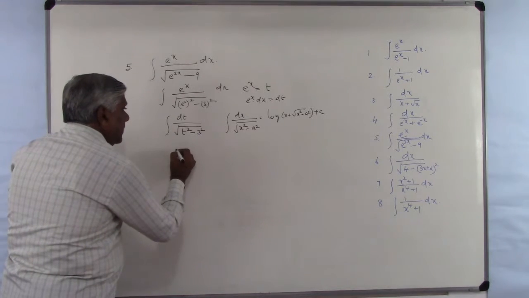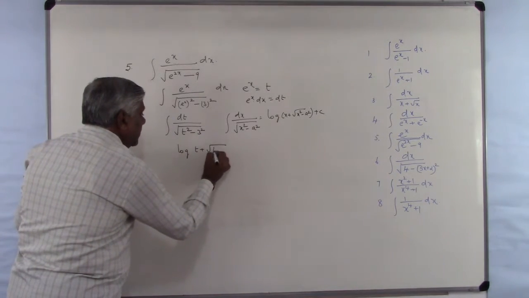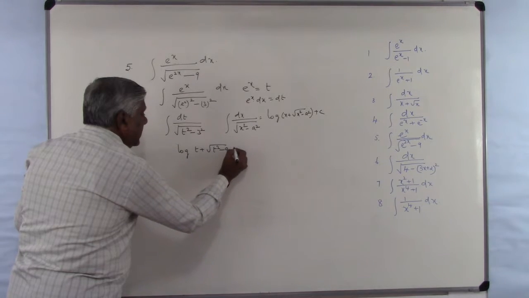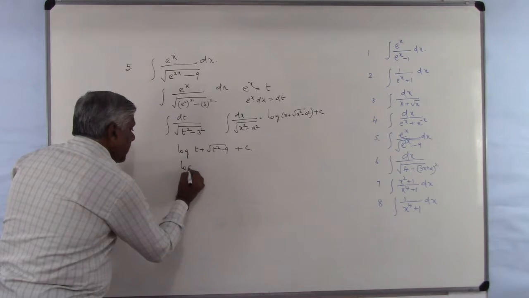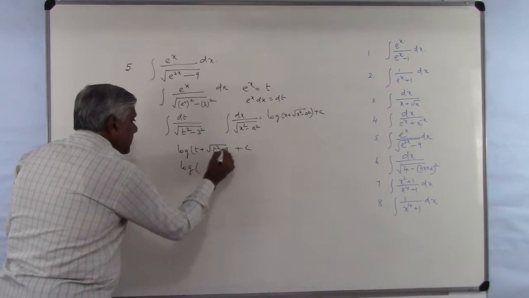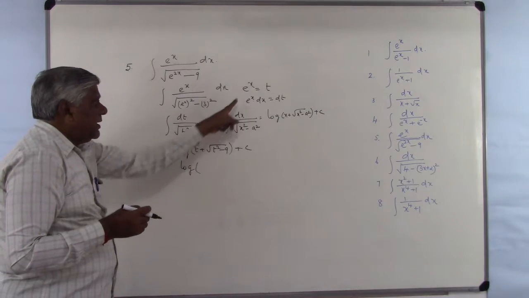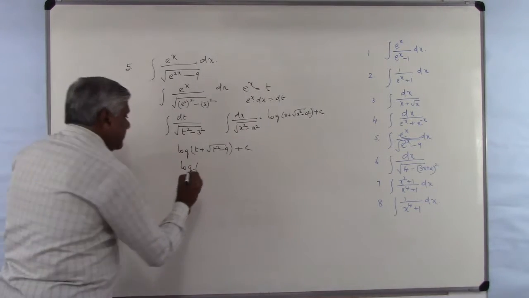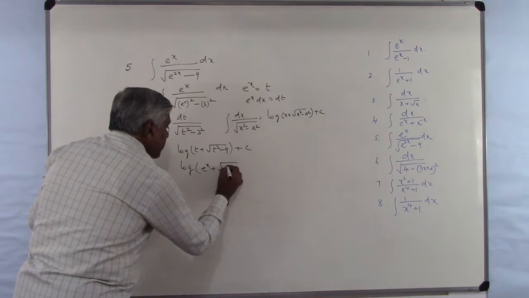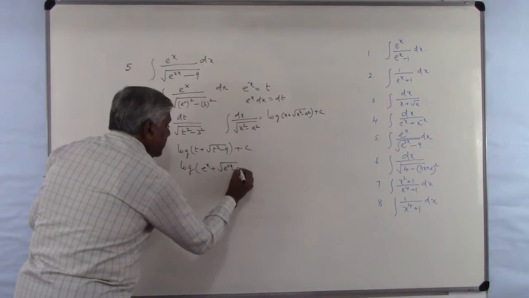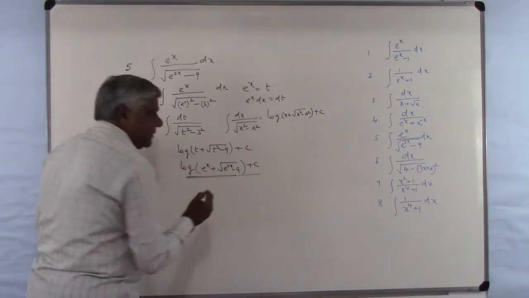So that is log of t plus root of t square minus 9 plus c, or log of, we will put it in the bracket, log of t. What is t here? It is e to the power of x. So log of e to the power of x plus root of e to the power of 2x minus 9 plus c. This is the answer for that problem.